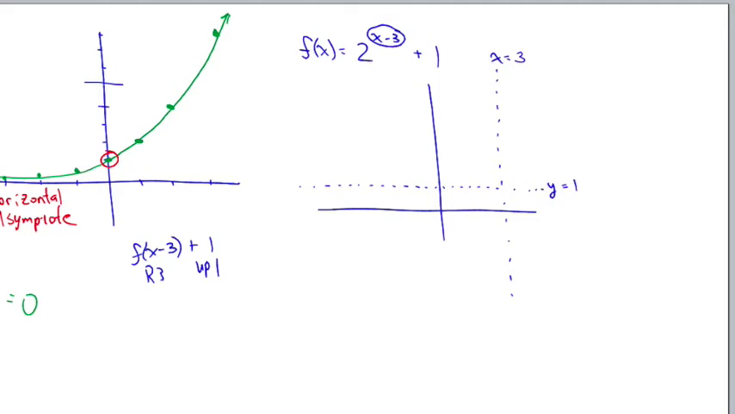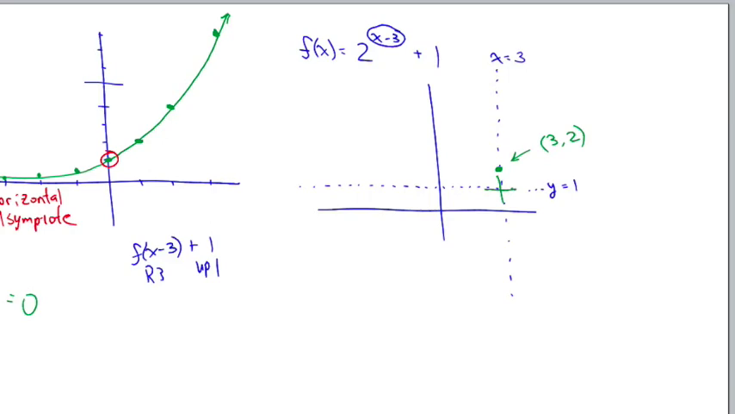So where do I plot my famous little 1 point? It used to be at 0, 1. It would get plotted from this intersection of these two lines up 1 unit. So this coordinate here is 3 to the right, and it's 1 above the line y equals 1, so it would be 3, 2.